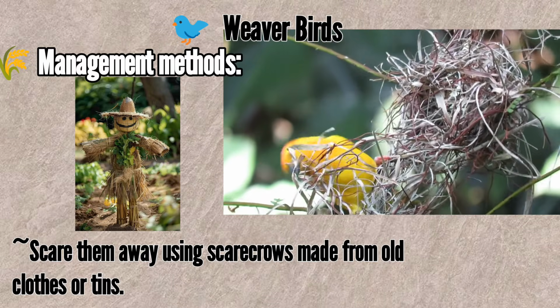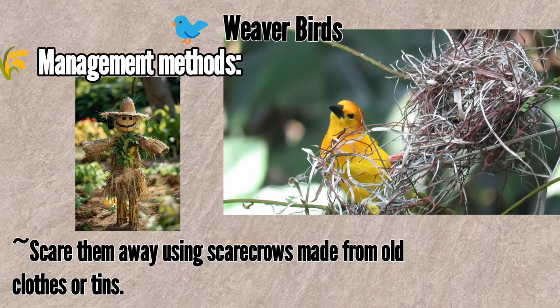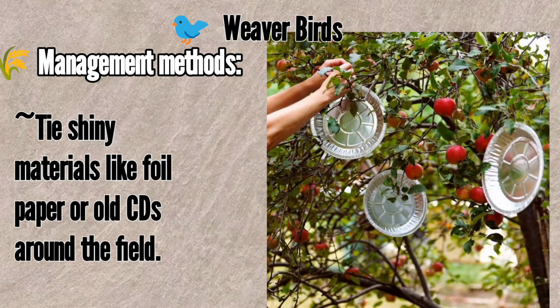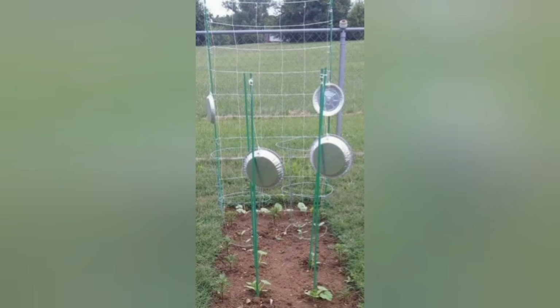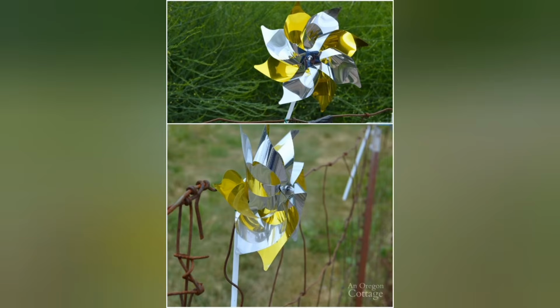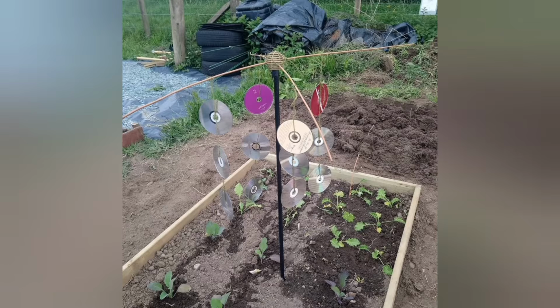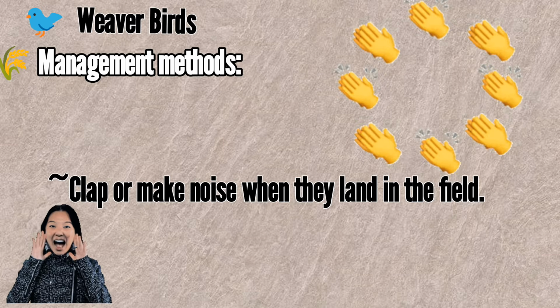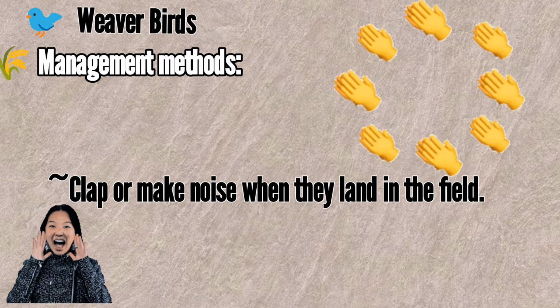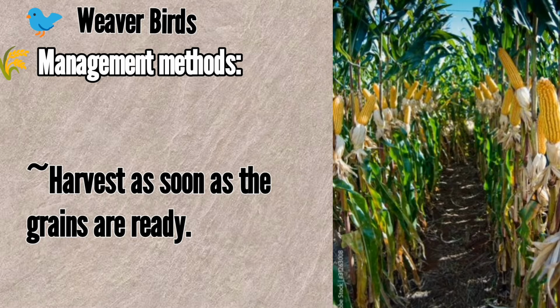We can manage them by scaring them using scarecrows made from old clothes or tins. We can also tie shiny materials like foils, paper, or old CDs around the field. This helps to scare them away. Another management method is clapping and making noise so that they can be scared away from the field. It's also good to harvest as soon as our grains are ready.